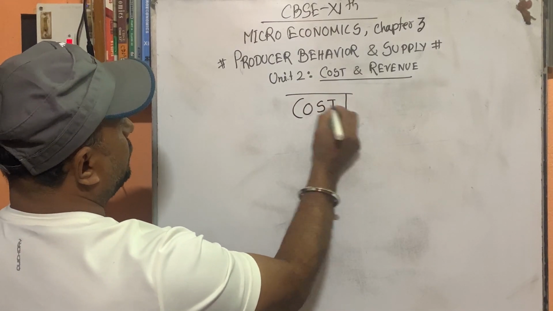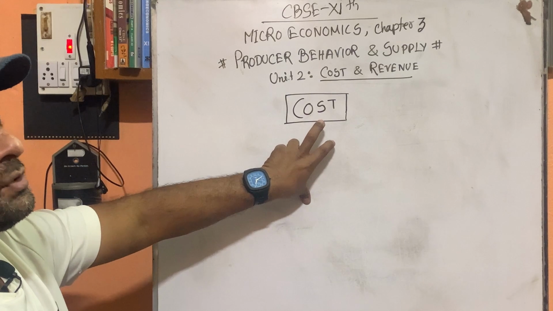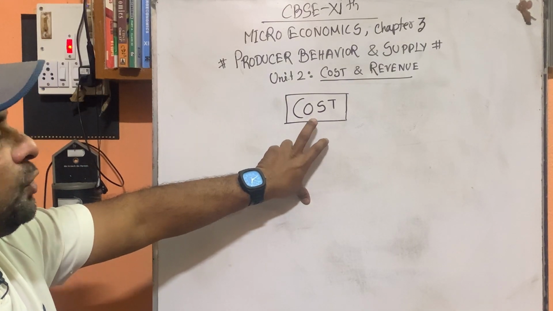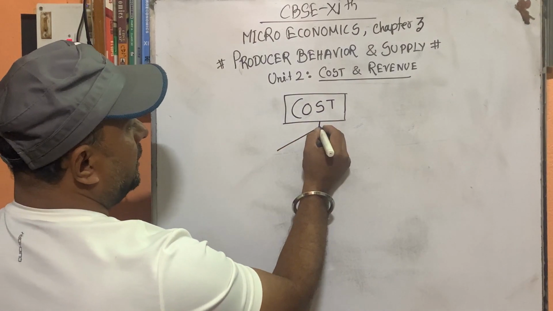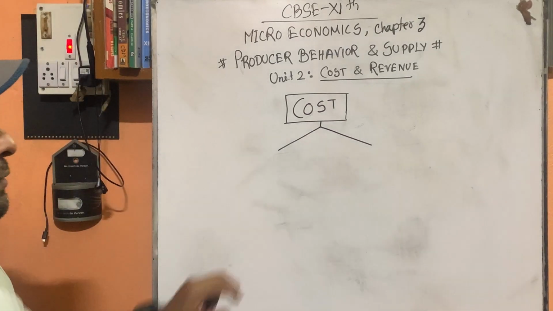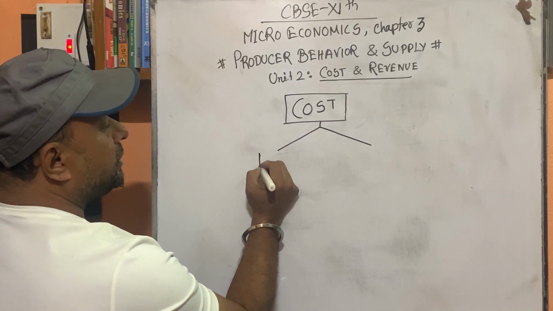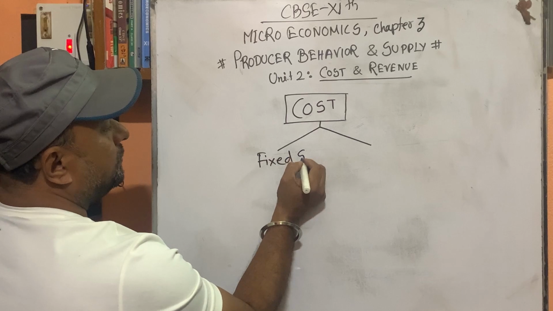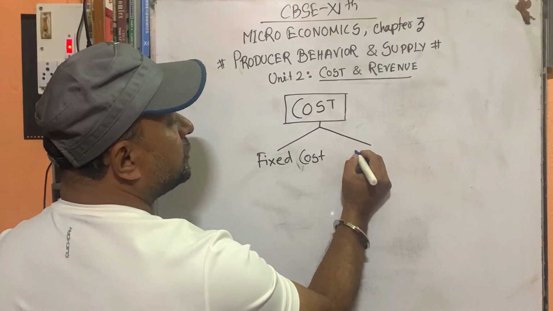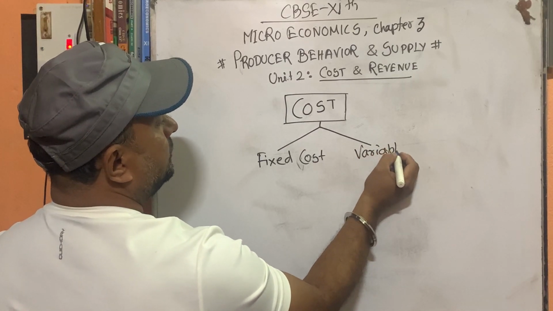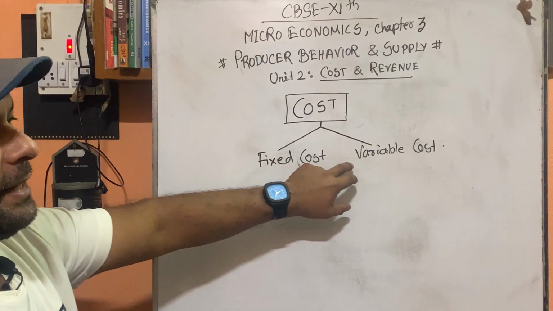Cost means production cost. To produce a good, how much money is spent by the producer, this is cost. The total expenditure to produce a good is called cost or total cost. Cost has two parts, because in an earlier unit we learned two types of factors, one is fixed factor, one is variable factor. The cost incurred on fixed factors of production is called fixed cost, and the cost incurred on the variable factors of production is called variable cost.